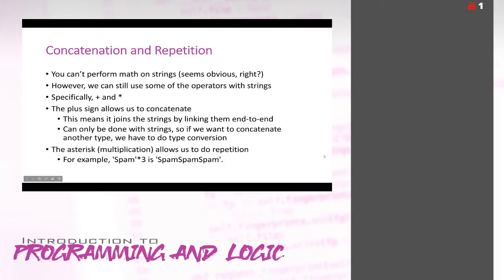And concatenation and repetition. So you can't perform math on strings. We talked briefly about what strings are. Strings are just a series of characters, letters, numbers, spaces, special symbols. They're given to us in a special way. So when we denote a string in a programming language, we put them in quotes.